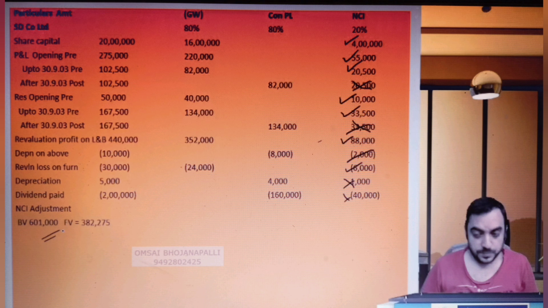Okay, P&L accounts, opening balance, pre-acquisition 2,75,000 we calculated, 80% goes to goodwill column, 20% goes to minority interest NCI. Current year up to date of acquisition, that is for 6 months, balance 80% goes to goodwill column, 20% goes to NCI column. After 30th of September, after date of acquisition, second half of the year, we calculated post acquisition, 80% goes to CONPL, 20% goes to NCI. Similarly, reserves.